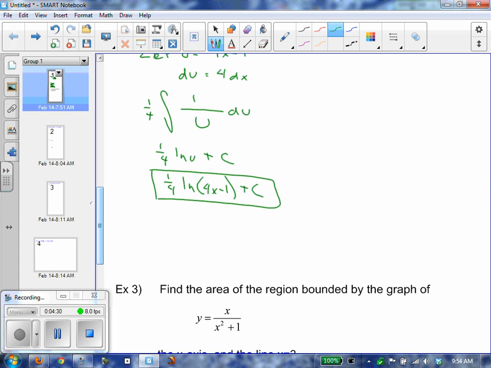Now I'm good with this. You could also rewrite this as natural log of 4x minus 1 to the 1/4, or natural log of the 4th root of 4x minus 1.